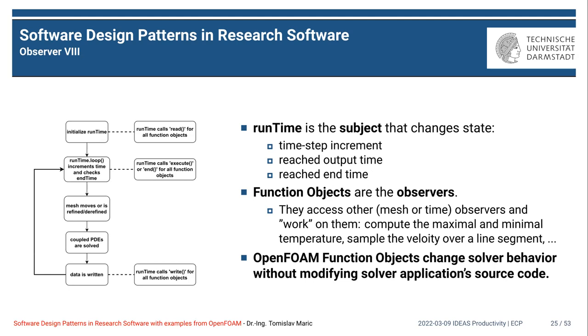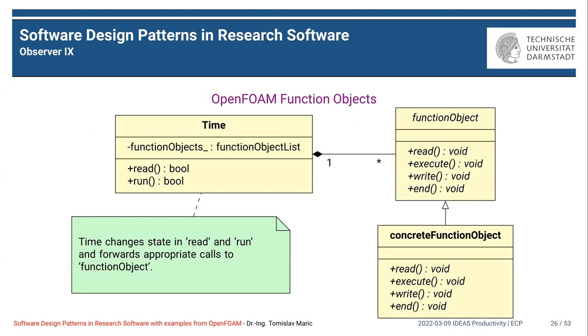So what we can do with them, we can change solver behavior without ever modifying solver application source code. And hopefully we are changing it just with read-only access to these global objects, the fields that I mentioned from before. And the UML looks exactly like it did before for the observer, with a bit of a different notation. We have a subject with a list of function objects that composes many function objects. And we have in the subject read or run or loop, and these member functions are going to forward the calls to the appropriate member functions of function object. So of course, we can inherit from function object and then plug this into the solver structure.